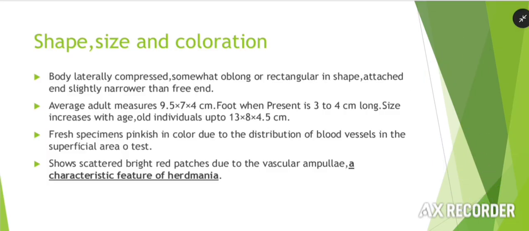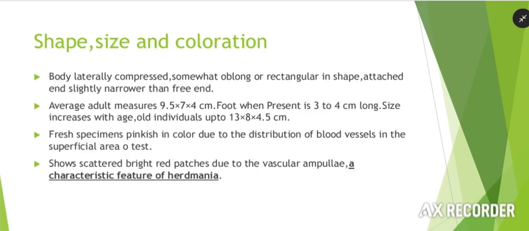Now next point says average adult measures 9.5 by 7 by 4 centimeter. This is the size of the average adult. Foot, when present, is 3 to 4 centimeter long. When present, because in the last lecture I have already discussed that foot is sometimes absent and sometimes present, depending upon the substratum to which Herdmania is attached. Size increases with age. Obviously it will increase with age. Old individuals are up to 13 by 8 by 4.5 centimeter. This was all about the size of average adult and old individuals.